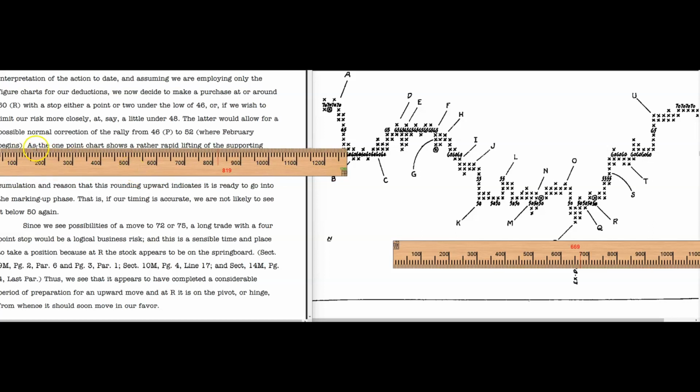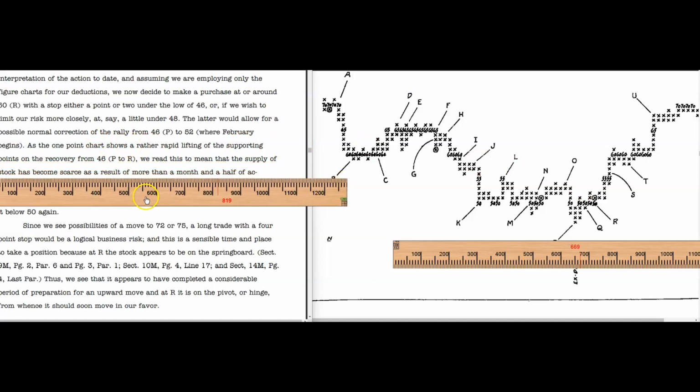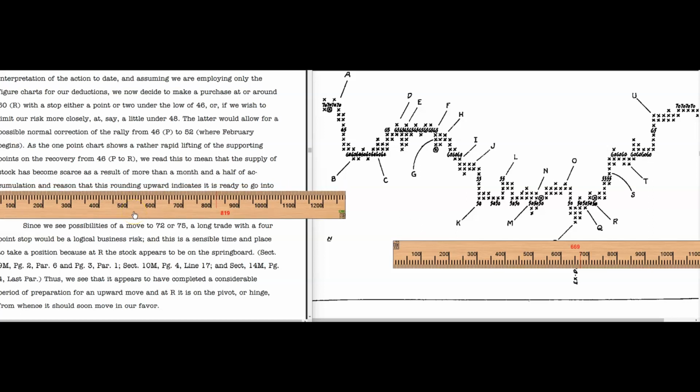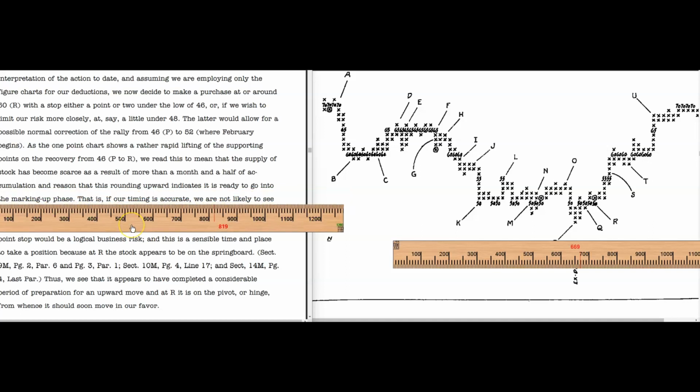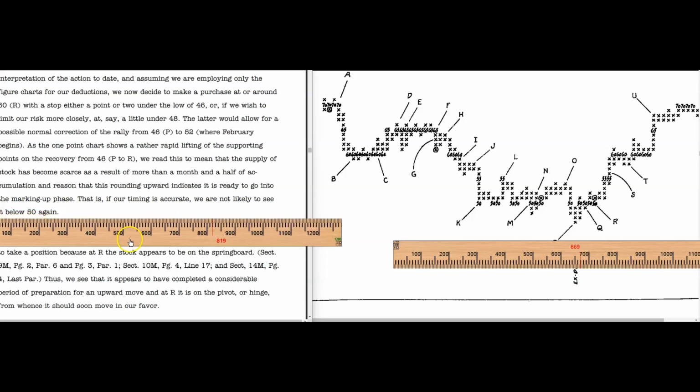Okay, as the 1 point chart shows a rapid lifting up of support. So it's basically instead of making low lows, making high lows. We read this to mean the supply of stock is becoming steadily scarce. Basically, when you have a rising wedge type of formation, or higher supports, he's saying that that's an indication that there's scarcity, and indicates that we're ready to go up in the market marking up phase.